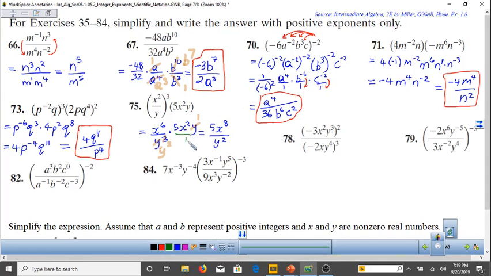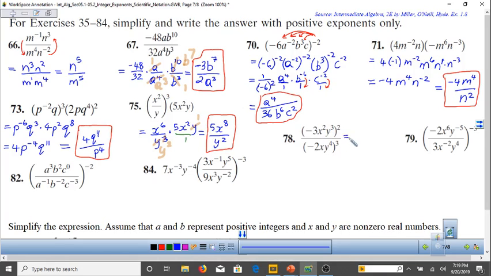And there we have it. 5x to the 8 over y squared. Let me just put that into a little box here. Now let's do number 78. For number 78, we're going to distribute the exponent and simplify.